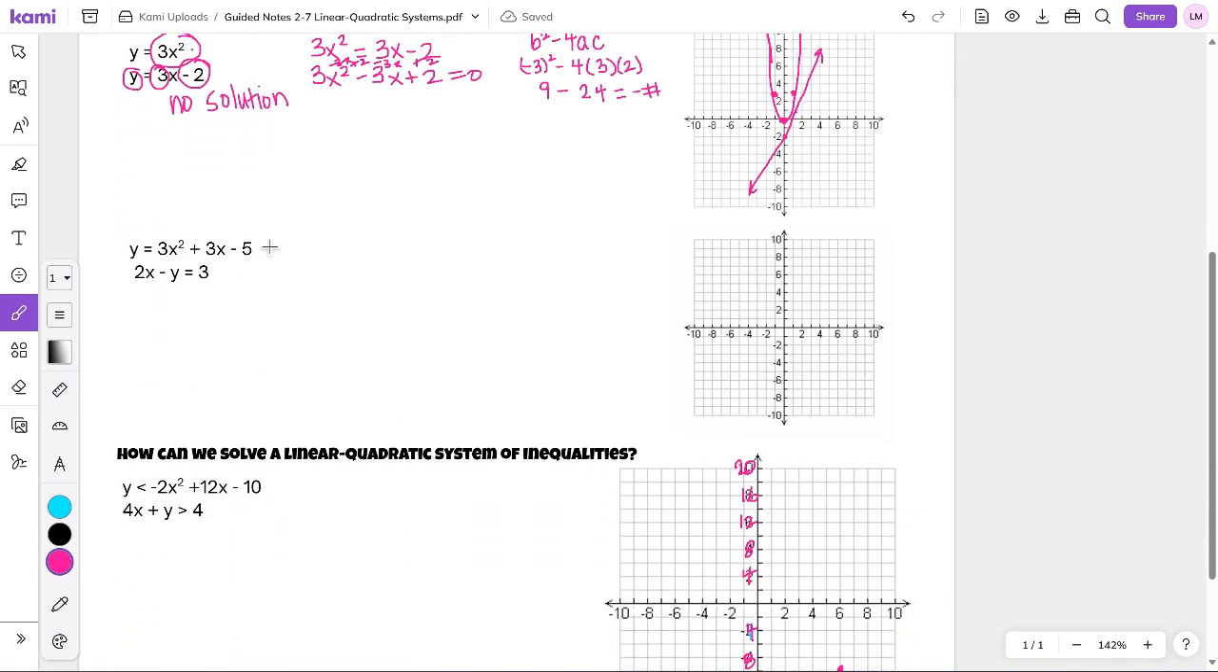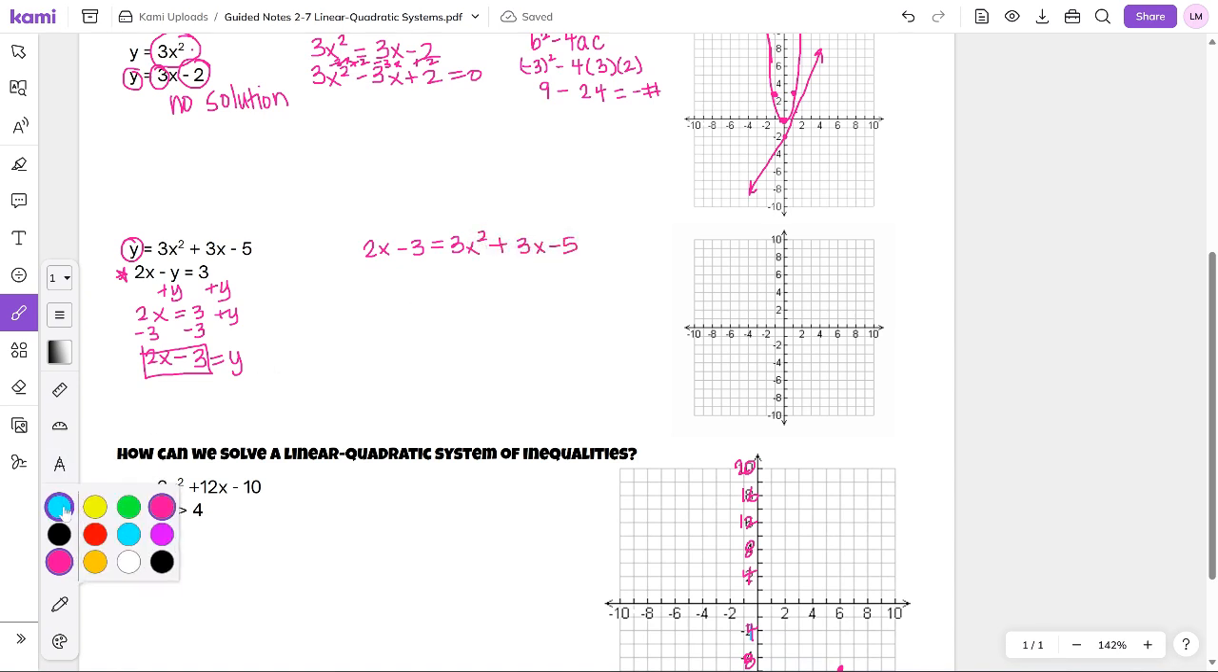All right, so y equals 3x squared plus 3x minus 5, and 2x minus y equals 3. This is not ready for substitution, so I'm going to get this one ready for substitution. I'm going to add y to both sides, and then I'm going to subtract 3. So 2x minus 3 equals y. So I am now going to substitute this for this y. So 2x minus 3 equals 3x squared plus 3x minus 5.